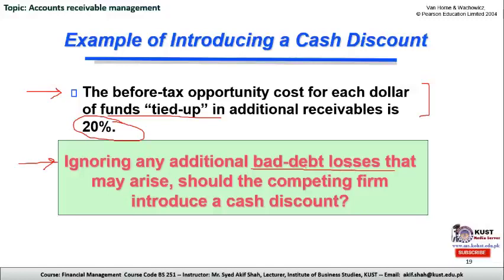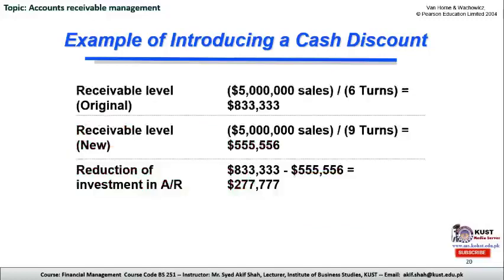So we have to ignore bad debt losses in the current scenario that may arise should the competing firm introduce the cash discount. The question asks whether it is beneficial for Basket Wonder to offer a cash discount or not. We have to figure this out on the basis of numerical calculation. Therefore, the financial manager normally calculates the profitability and the cost or opportunity cost involved in the scenario.